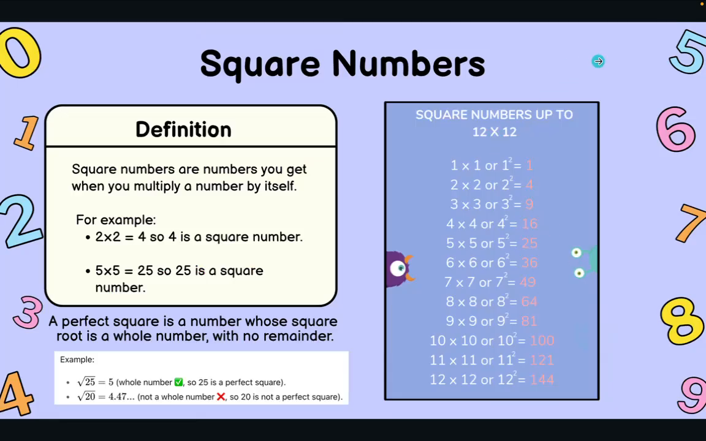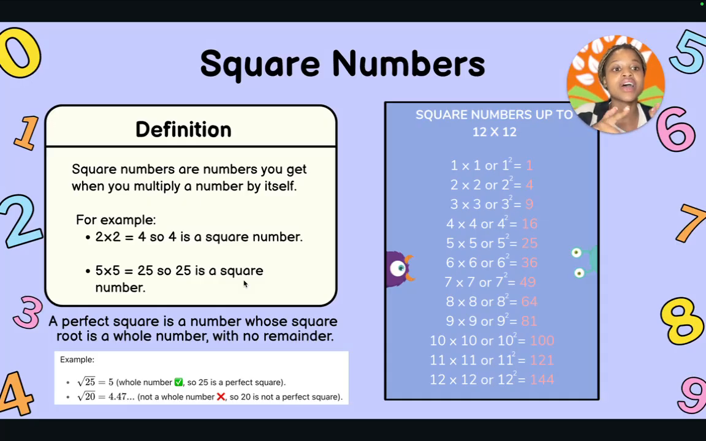So firstly, we've got something called square numbers. Square numbers are numbers you get when you multiply a number by itself, all right? For example, 2 times 2 is equal to 4, so 4 is a square number. 5 times 5 is 25, so 25 is a square number. So a square number is a number whose square root is a whole number with no remainder.